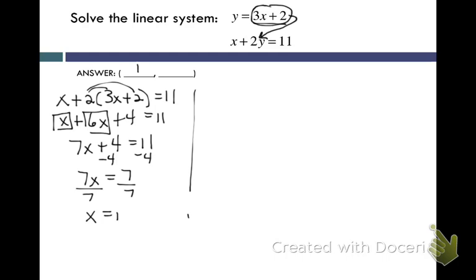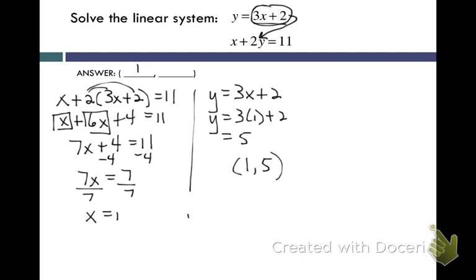Now to find the y-coordinate, I go to one of the original equations. I'm just going to choose the one that's solved for y, and I'm going to substitute that value for x into my equation. So 3 plus 2 is 5. So my solution is the point (1, 5), and I will write that up here. And that is my point of intersection.